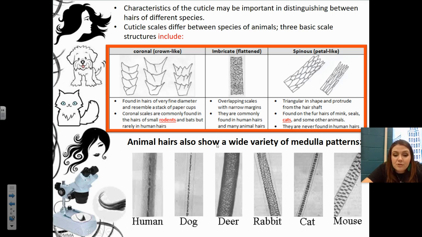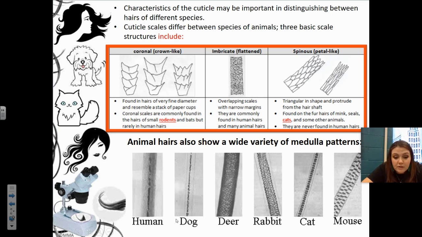Animal hairs also show a wide variety of medulla patterns. So different types of scales. Rodents tend to look like this one. We tend to look like this one. And some animals do too. And then cats, mink, seal, a lot of other animals have this spinous one. Medullas look the most different. I would say that's the easiest one, as you can just clearly see that we look different.